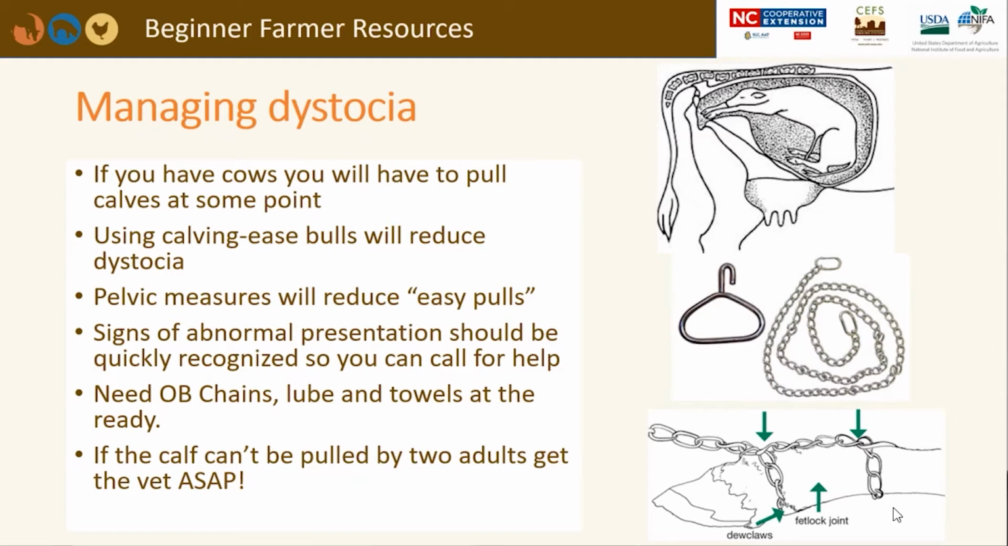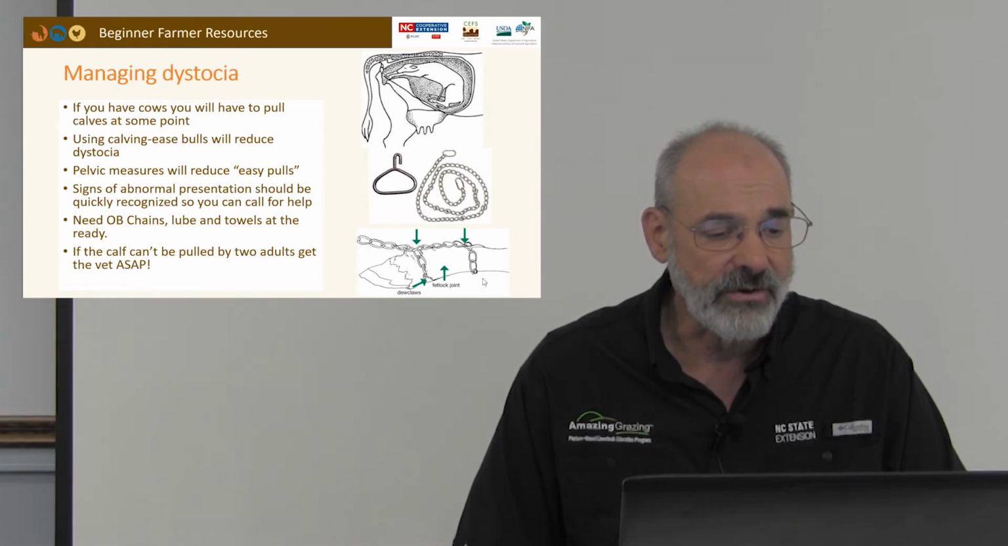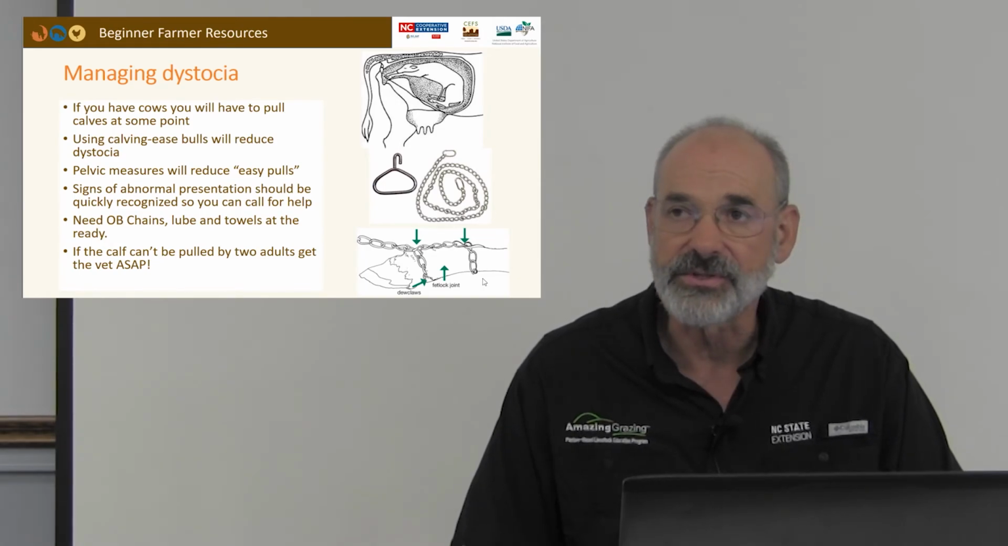So as far as the birthing process, as I said, if you have cows, you will at some point pull calves. There's simply no farms that don't have any calving problems. But we can reduce it by using calving ease bulls. These would be bulls that have been selected to have a record for having no major calving problems. We also can do the pelvic measures, as mentioned on the earlier slide, on the heifers, and that will reduce the number of easy pulls that we have.